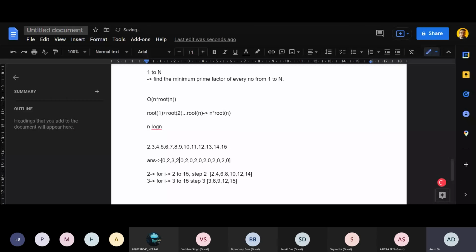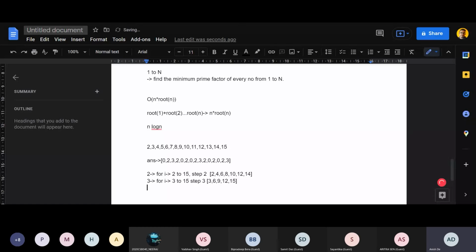Next we go to 6. 6 already has a prime factor which is smaller than 3. So we don't update that, because 2 is smaller and we have to find the minimum prime factor. Okay. Next we go to 9. So 9 doesn't have any prime factor till now, so we update it as 3. Next, 12 again has a prime factor 2, which is less than 3, and since we have to find the minimum, we don't need to update it. Next we have 15, so it's 3.